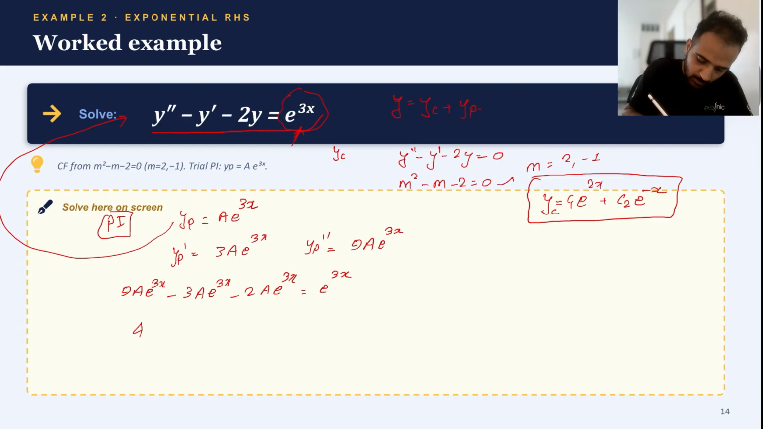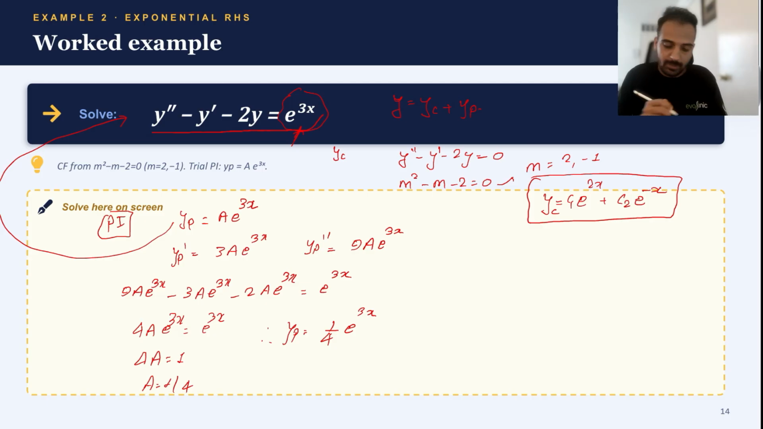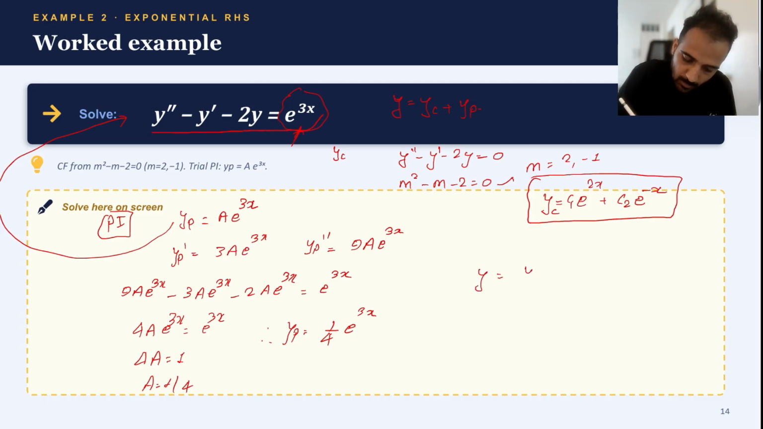This will give you 4a exponential 3x equals exponential 3x. That means 4a should be equal to 1, so a should be equal to 1 by 4. Therefore your yp is nothing but 1 over 4 exponential 3x. Okay, so your final solution y is equal to yc plus yp. That means yc is c1 exponential 2x plus c2 exponential negative x, plus 1 by 4 exponential 3x.